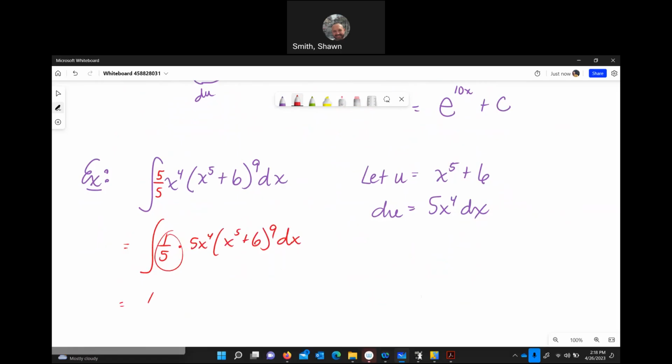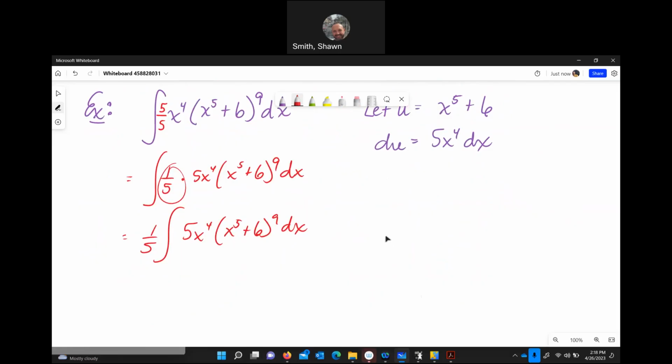This 1/5, if I pull it out, now I'm set up, right? I do have my 5x to the 4th dx in there. That's going to be my du. My x to the 5th plus 6 is my u. So this is now, as the substitution, 1/5 times the integral of u to the 9th du.